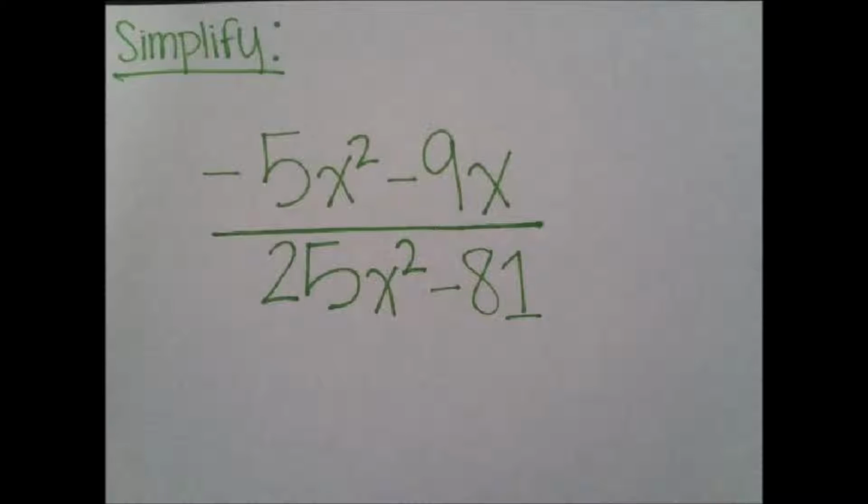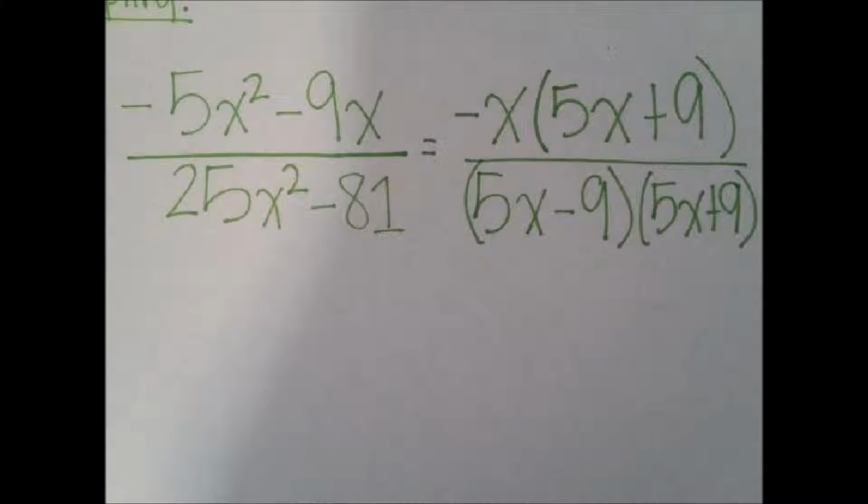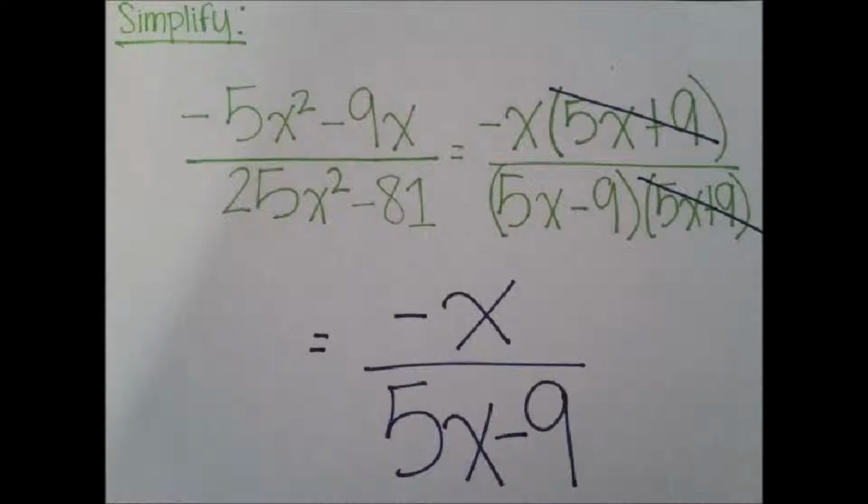So here, let's simplify negative 5x squared minus 9x over 25x squared minus 81. This one's a little more complicated than the previous ones, but we're going to use the same skills. First we have to factor the problem out, since we see too many squared terms and the problem looks just too complicated. By using the x method, we factor it out to negative x times (5x plus 9) over (5x minus 9) times (5x plus 9). And now we can cancel some things out. By canceling both 5x plus 9's, we get negative x over 5x minus 9.